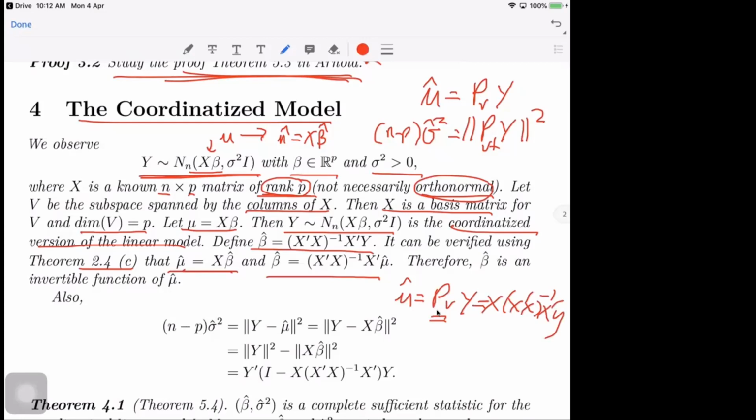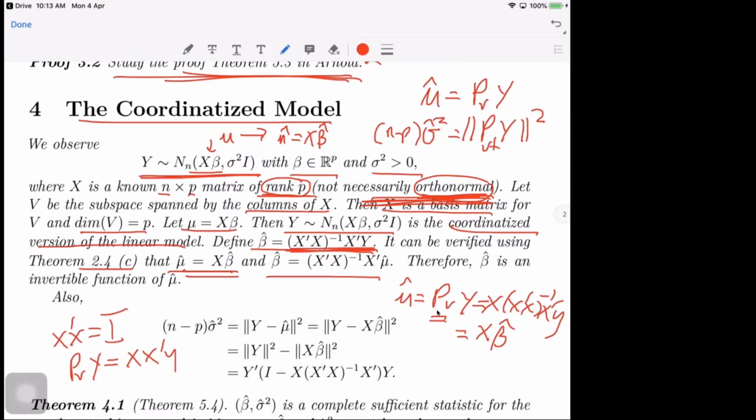This is what the projection looks like if it is not necessarily orthonormal. Unless it is orthonormal, it simplifies, and X prime X becomes the identity, no? X prime X is the identity if orthonormal, so that the projection of Y onto V is just equal to X prime Y. But we did not assume that, it is just a basis matrix, and our beta hat is defined by this. So our mu hat is X beta hat. Okay?